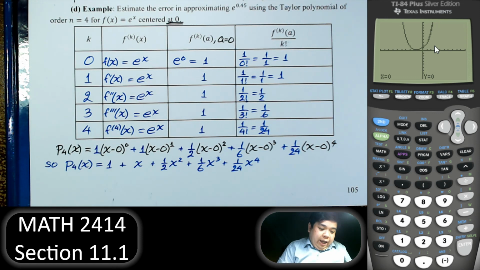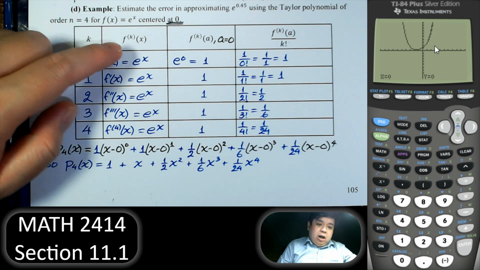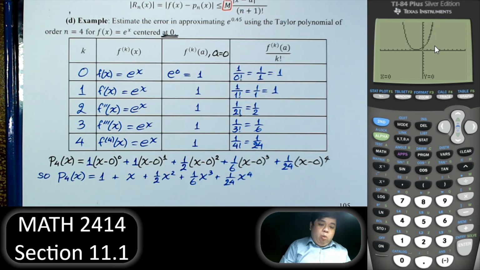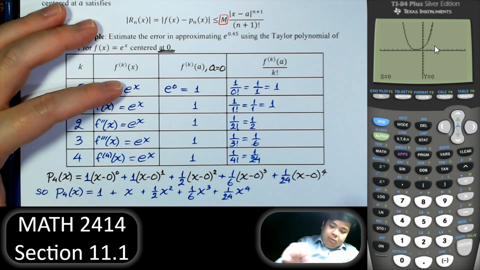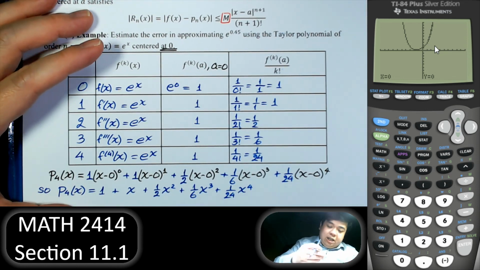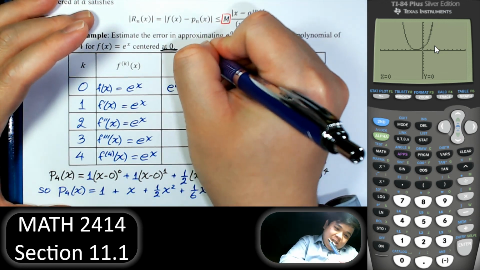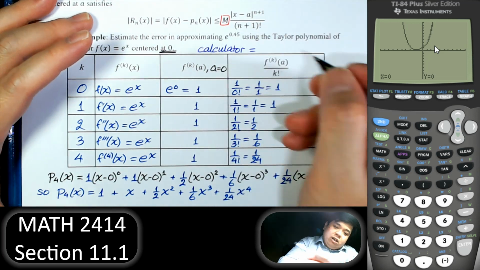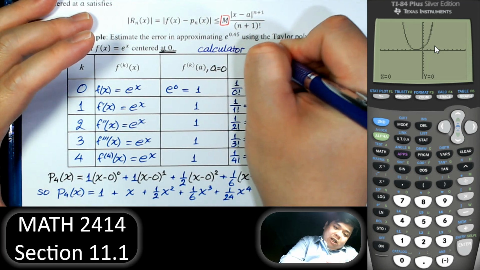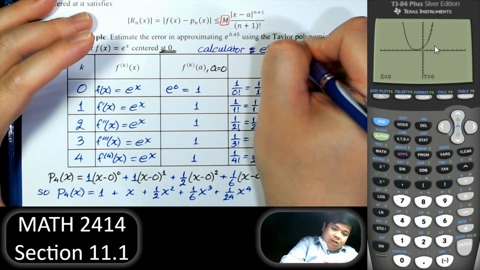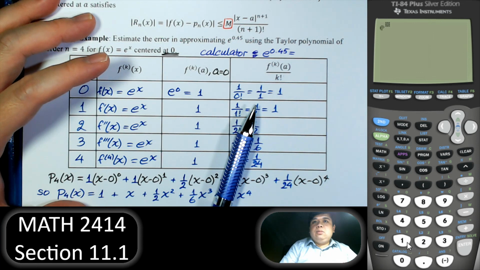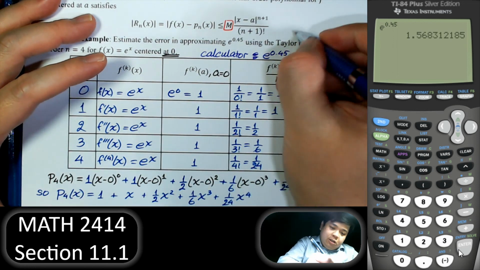Right, now we will evaluate the values. We want to find e to the 0.45. So on the calculator we can do that easily. Calculator, e to the 0.45. We have that much.